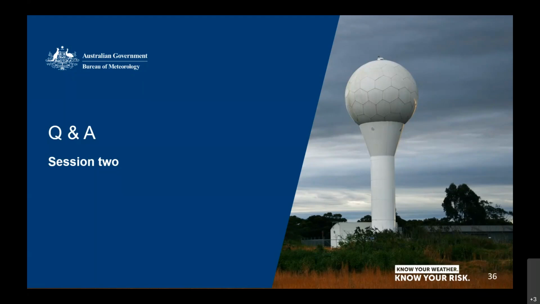Okay. Simon wants to know, is there a stage during intense weather events, like a cyclone, where radars just receive too much information?